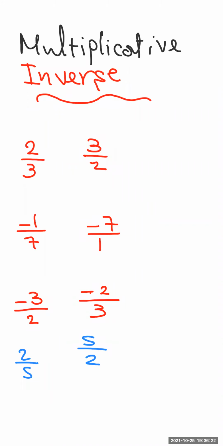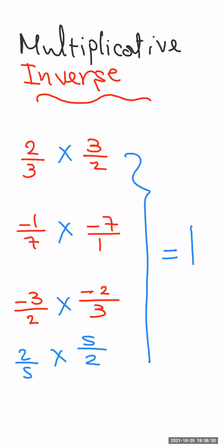One important point: the product of the number and its multiplicative inverse equals 1. Check that. 2 over 3 times 3 over 2: 3 times 2 equals 6 over 3 times 2 equals 6, so it's 1. Negative 1 over 7 times negative 7 over 1: 7 over 7, equals 1. Negative 3 over 2 times negative 2 over 3 equals 6 over 6, so it's 1. 2 over 5 times 5 over 2: 10 over 10, also equals 1. So the product of the number and its multiplicative inverse equals 1.